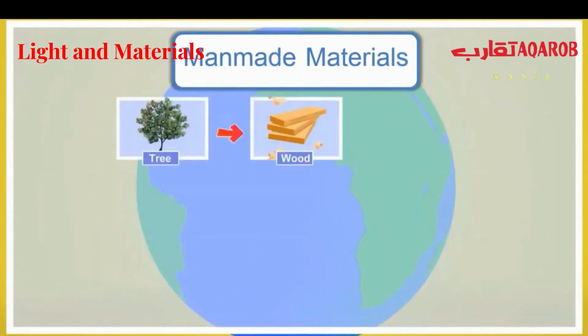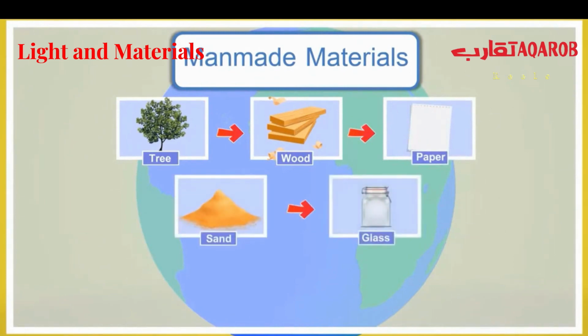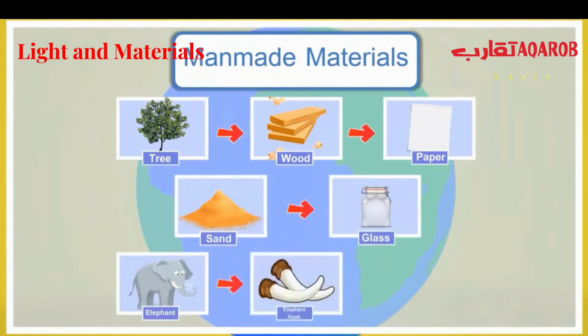We get the wood from trees. However, scientists were able to find a way to transform this wood into the paper we use to write on. Scientists have also been able to transform sand into glass. There is a material known as ivory, and we get this from elephants. Have you seen an elephant's husks? Well, hunters take the husks, and from them they make the handles for swords and daggers.